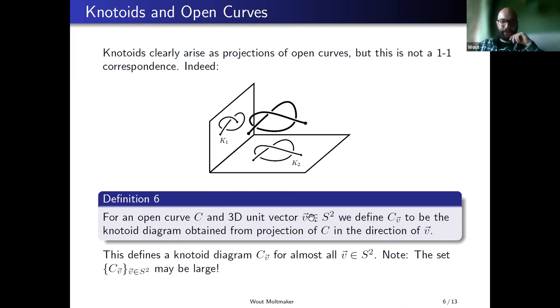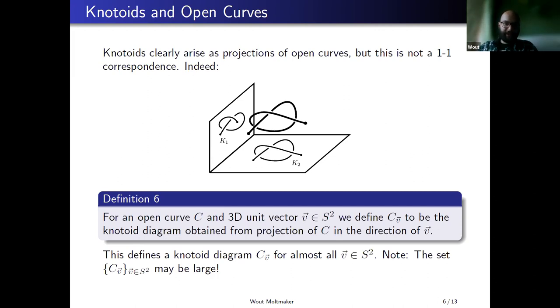So for any vector V on the unit sphere in R3, so any unit vector is a point on the unit sphere, for every V in S2, we define C_V to be the knotoid diagram obtained from projecting in the direction of V. And C_V is going to be a valid knotoid diagram for almost all points of the sphere, where, again, by almost all, I mean with respect to the standard measure on the sphere. Right, because what can go wrong? Well, we can map an endpoint onto an arc, or we can create triple points or cusps, but all this happens on a measure zero subset of the sphere. So we don't need to worry about that too much.